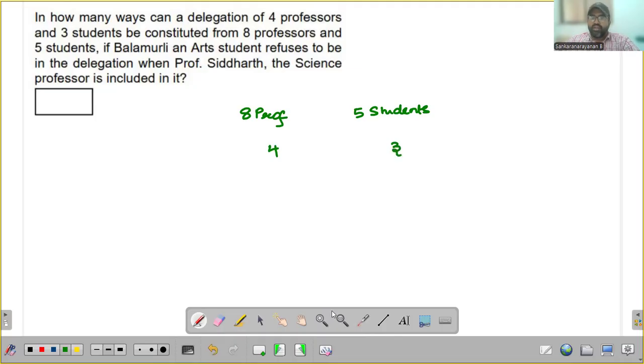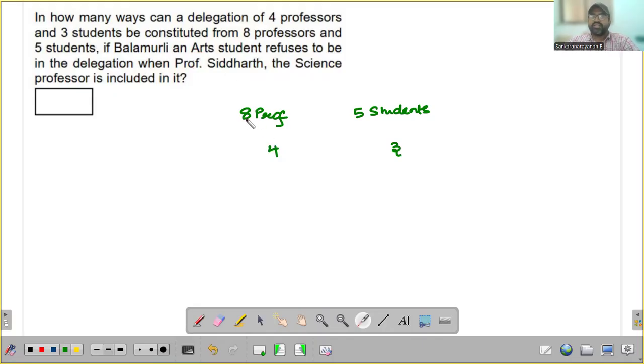Now, in the question one more condition is given. Balamurali, an art student, refuses to be in the delegation when Professor Siddharth, the science professor, is included in it. Which means these two people won't go together. They won't be there together. That's what basically this part of the input tells you.